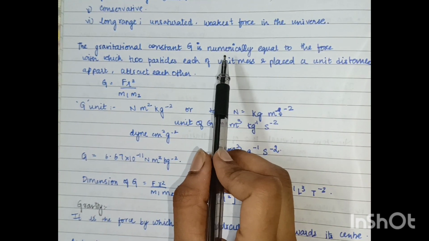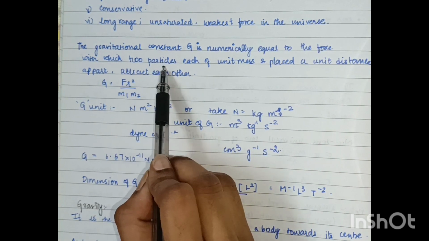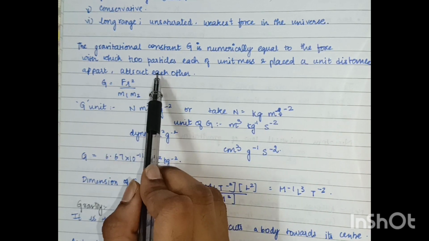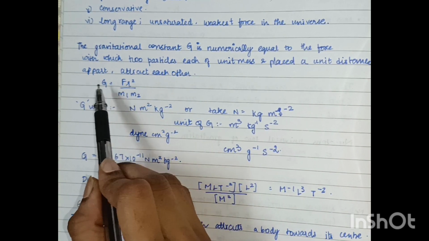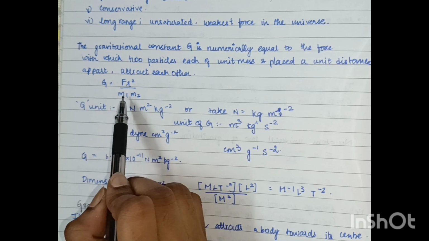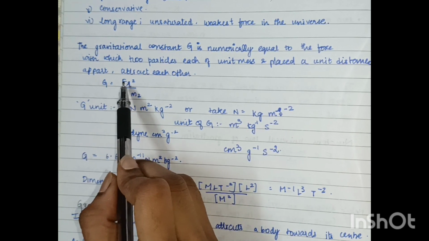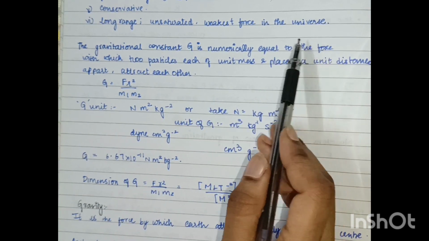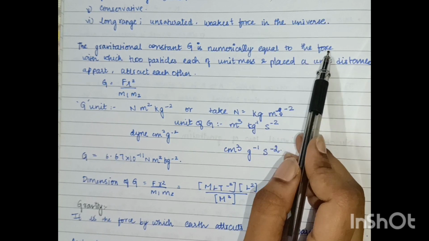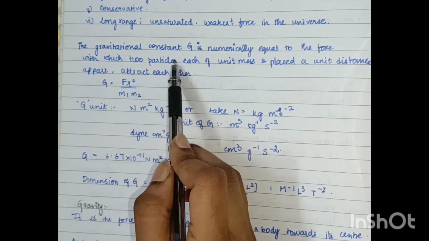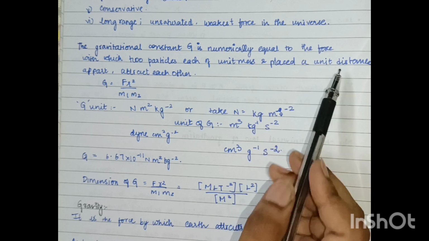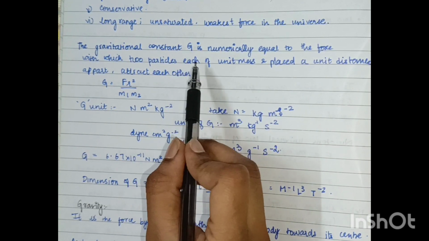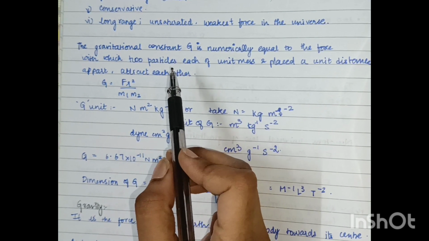Gravitational constant G is numerically equal to the force with which two particles, each of unit mass and placed at unit distance apart, attract each other. We have seen F equals G m1 m2 by r square, and from this we write G equals F r square by m1 into m2. So gravitational constant is numerically equal to the force: G will be equal to F when the masses are unit masses placed at unit distance. If this is 1, this is 1 and this is 1, then G equals F. That is what gravitational constant is.